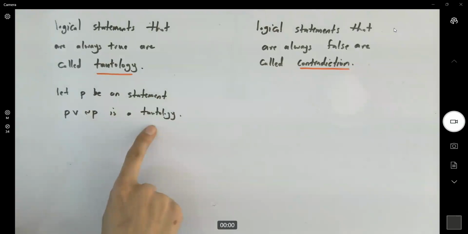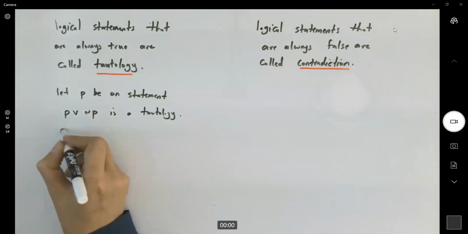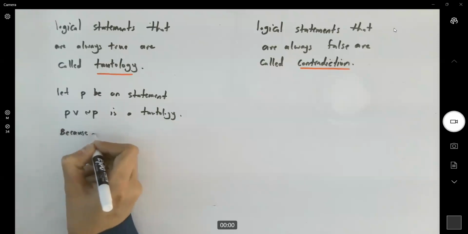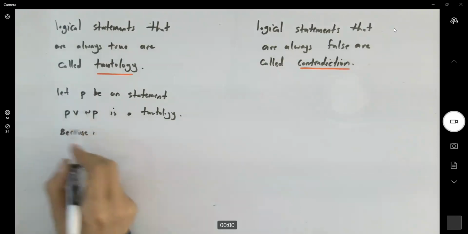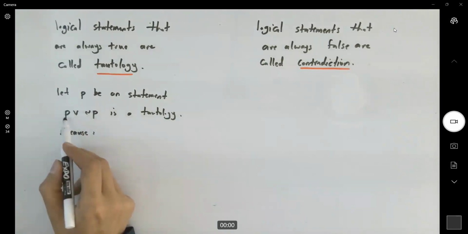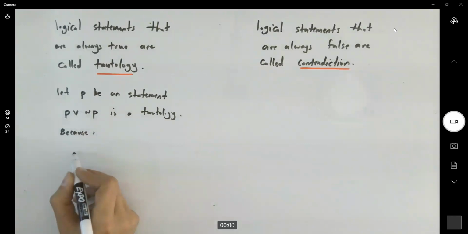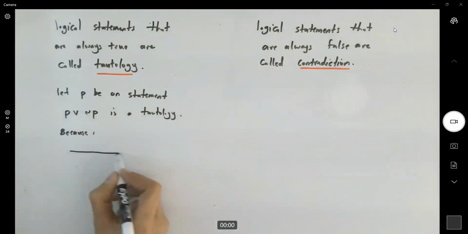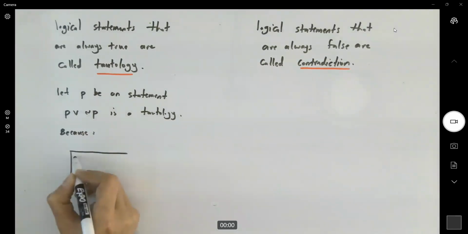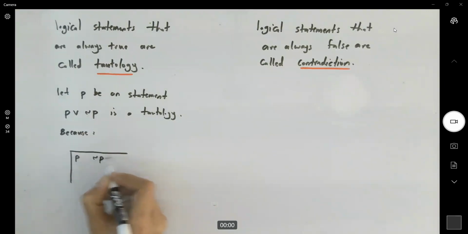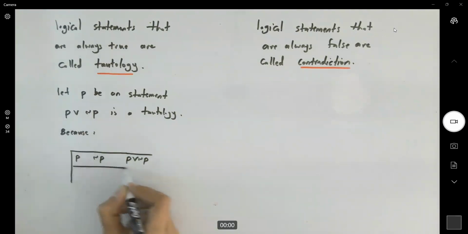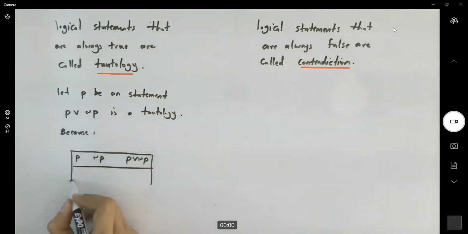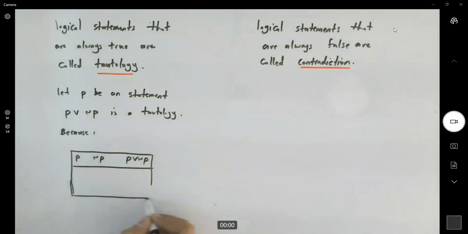It's a tautology. You can actually use the truth table and show the truthness of this compound statement. You just have one statement, so you're going to have two rows. So you have P, not P, and P or not P. Let's take a look at your rows.